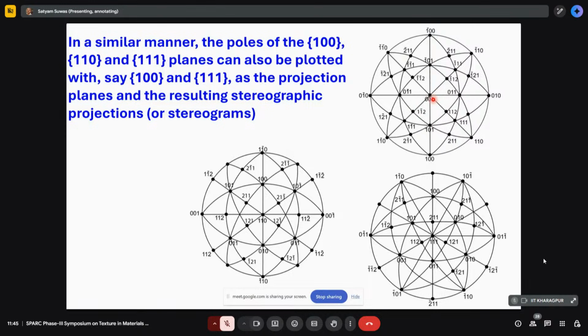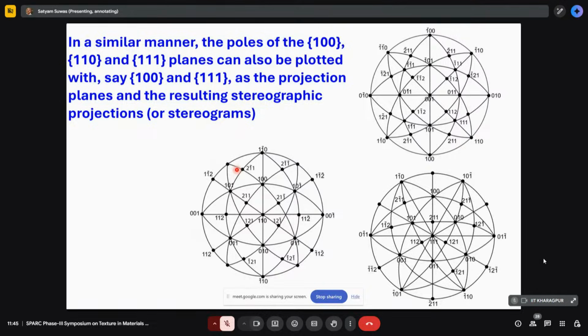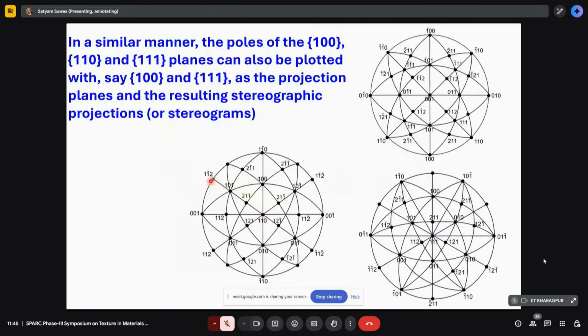Now, one thing you have to understand is that in this exercise, the projection plane is this, and these points are disposed with respect to the plane which is normal to ND. This is disposed as per that. Similarly, we can also do a projection from the side. You can also look from the side and do this projection. So that way you can keep changing the projection.